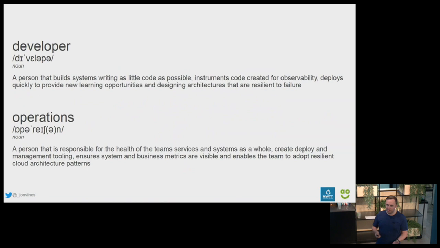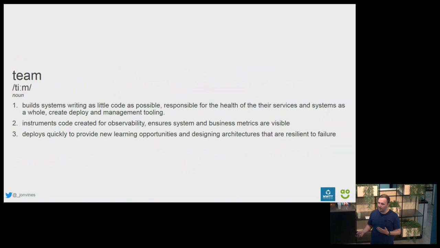So we've got a team that is defined in the three ways of DevOps. So a team builds systems, writing as little code as possible. They're responsible for the health of their services and systems as a whole, and they create, deploy, and manage tooling. The second way, the way of flow: they instrument code, create for observability, and ensure system and business metrics are visible. And the third way, they deploy quickly to provide new learning opportunities and design architectures that are resilient to failure.